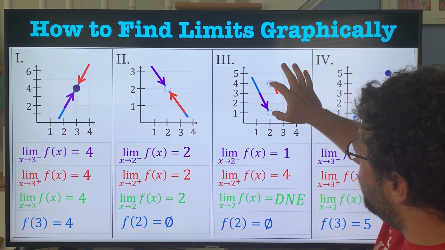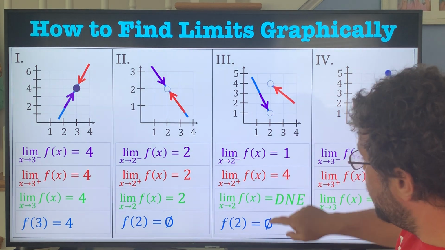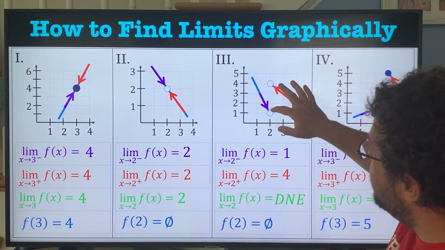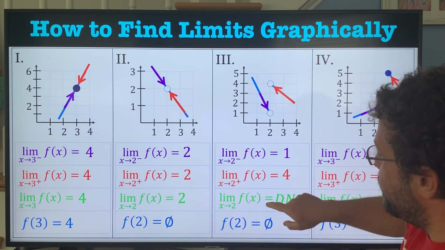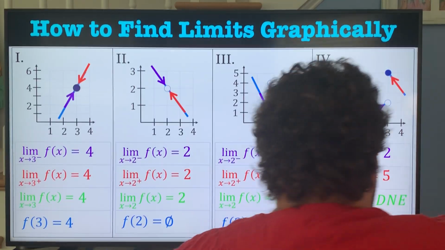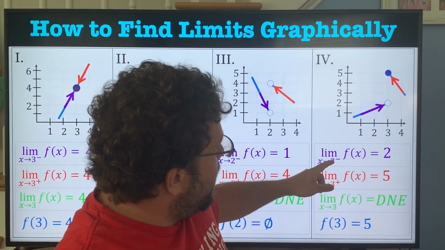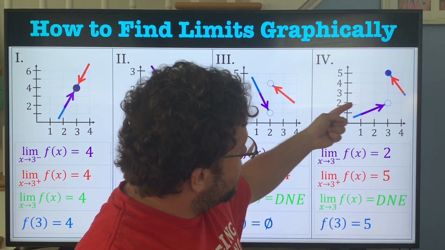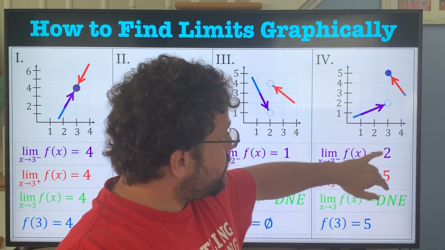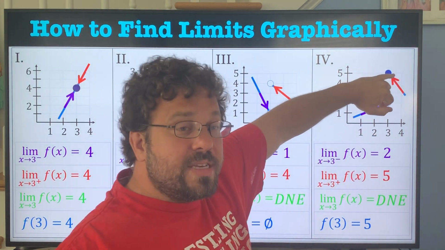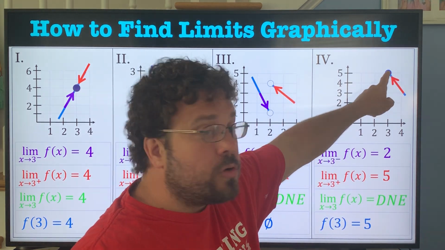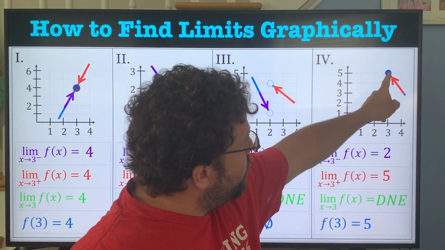All right, now since they're both open circles, there are no closed circles here, your actual f of 2 is undefined. All right? These two from the left and the right have to meet in order for there to be a limit there. But there can be a one-sided limit. Problem 4. As you approach 3 from the negative, answer is 2. As you approach 3 from the positive, answer is 5. They don't meet at the same point, so there is no limit there. Limit doesn't exist. However, open circle, closed circle means f of 3 happens to equal 5.